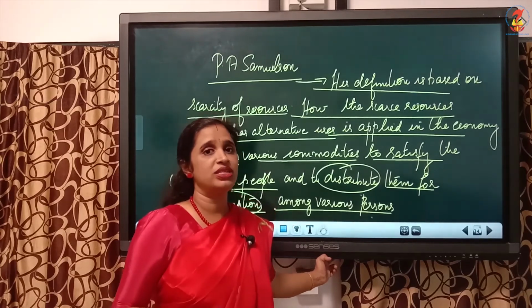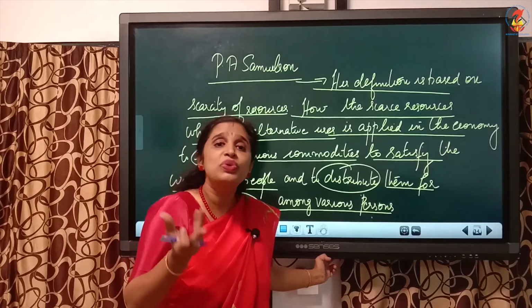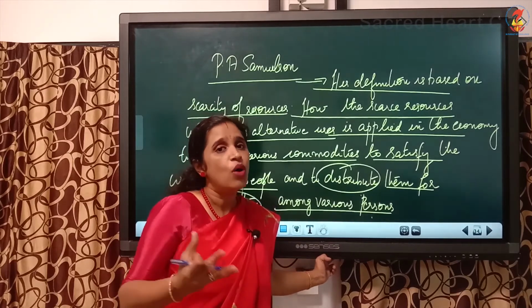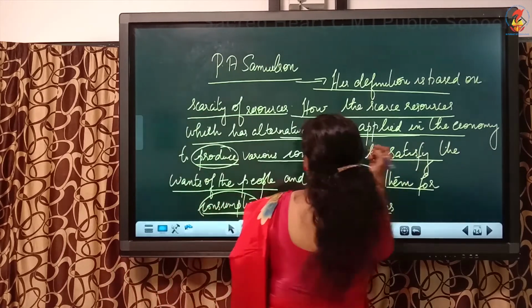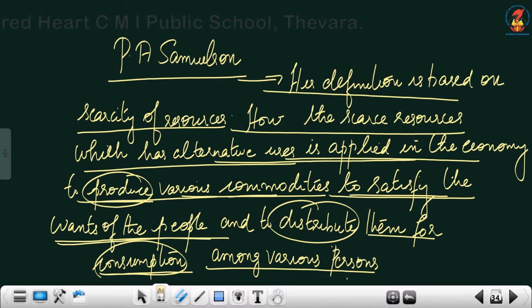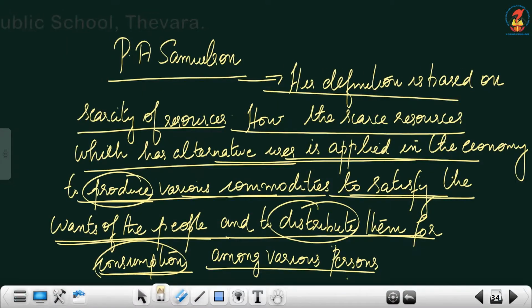Now, P.A. Samuelson has defined economics in such a way: how the scarce resources which have alternative uses are used in the economy. Why are we using the resources? To produce. So, according to him, the scarce resources which have alternative uses are applied in the economy to produce various commodities to satisfy the wants of the people. Why are the goods produced? To satisfy the wants of the people and to distribute them. The produced goods should definitely be distributed. For what are they distributed? For consumption among various persons.